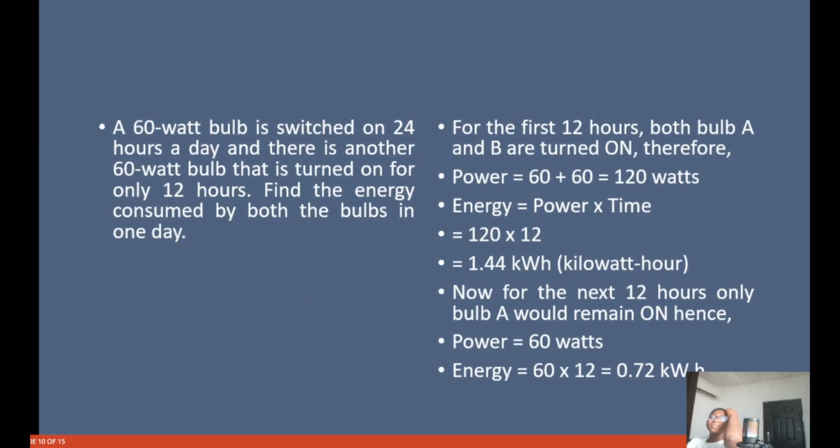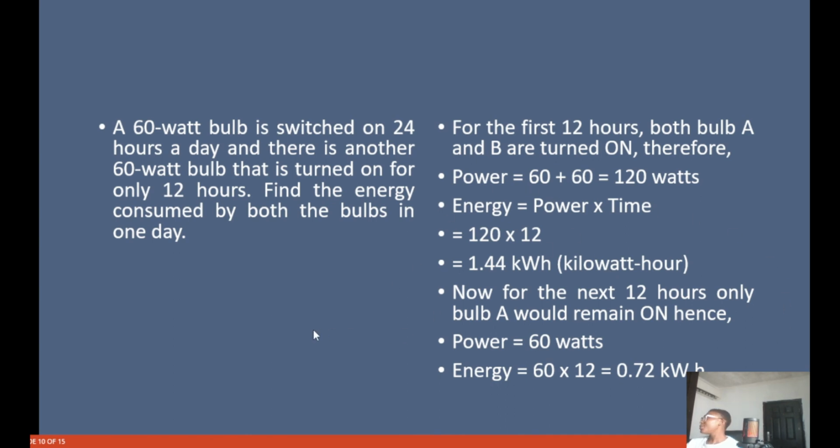So let's see now. For the first 12 hours, both bulbs are on. Therefore, power is equal to 60 plus 60. That's 120. So energy is power times time. That's 120 times 12 hours, which gave us 1.44 kilowatt hour. Now, for the next 12 hours, only bulb A is on. So what would that be? That would be 60 watts times 12, which is 0.72 kilowatt hour. So to find the energy consumed by both bulbs in one day, the total energy is the addition of 1.44 plus 0.72. That is the total energy both of them consume.